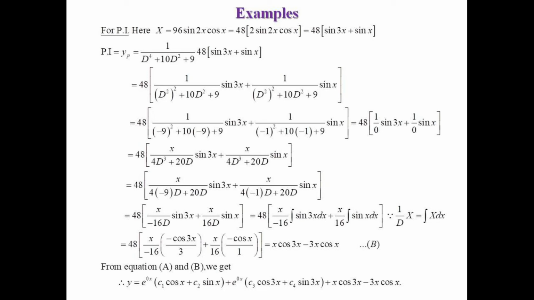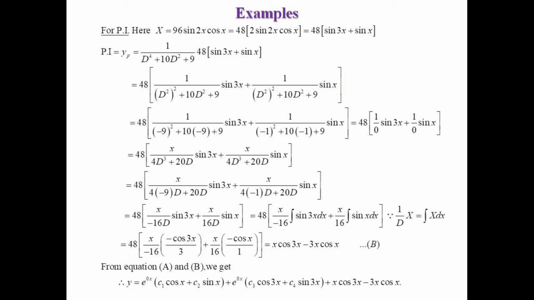The derivative of the denominator is 4d cube plus 20d into sin of 3x. Plus, if we simplify the denominator of the second term, it is also 0. So again we attach x on the numerator and take the derivative of the denominator. The derivative of d raised to 4 plus 10 d square plus 9 is 4d cube plus 20d into sin of x. Once again we apply the formula for sin of ax, replacing d square by minus a square. Here we write d cube as d square into d.